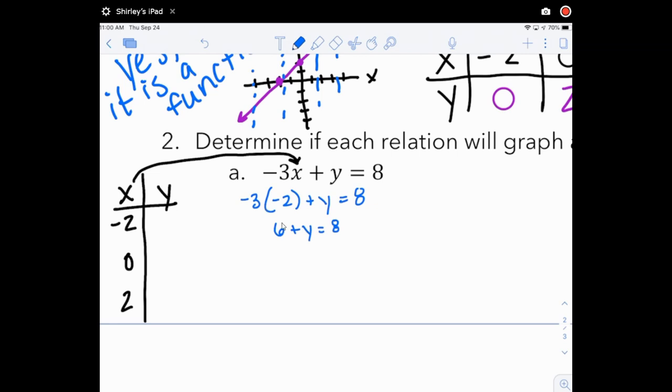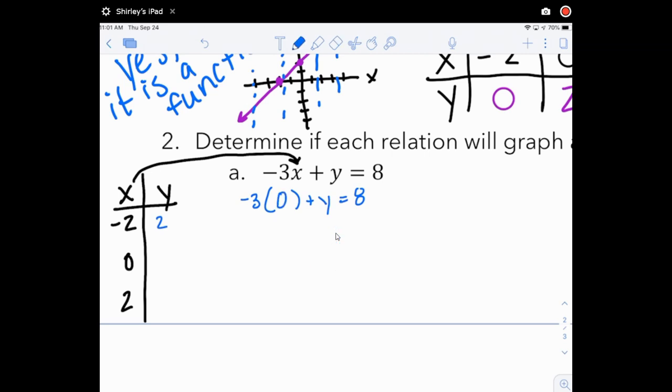And then if you remember, how do you solve your one-step equation? Or just think in your head, 6 plus what gives me 8? If we do that one-step equation, we would subtract 6 from both sides. So then we get 2. So when I input -2, I get +2. I'm going to erase here just so that I can save space and it's not too much.